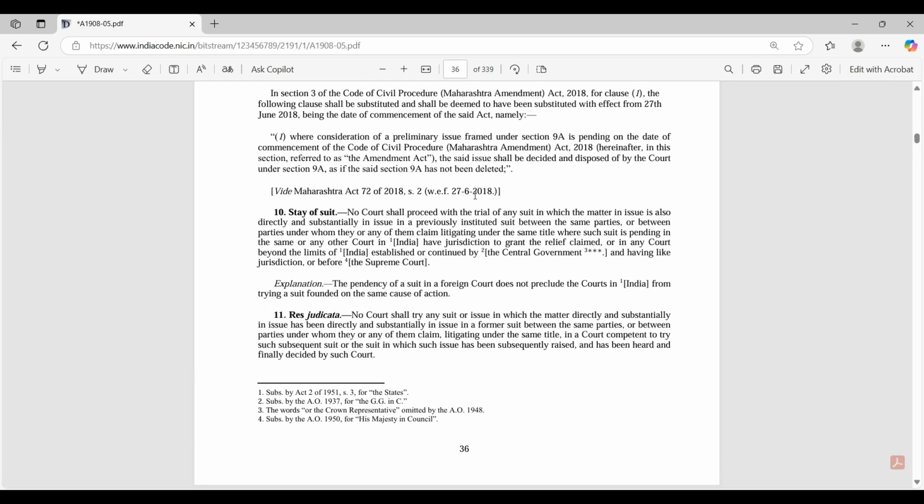Then coming to section 10, stay of suit. No court shall proceed with the trial of any suit in which the matter in issue is also directly and substantially in issue in a previously instituted suit between the same parties, or between parties under whom they or any of them claim litigating under the same title. So let's say there is a same suit, the same parties, and the same case is going on in another court as well, right? In those situations, there is a provision of stay of suit, that one of the courts can put a stay on that particular suit. So that's what we call the stay of suit.